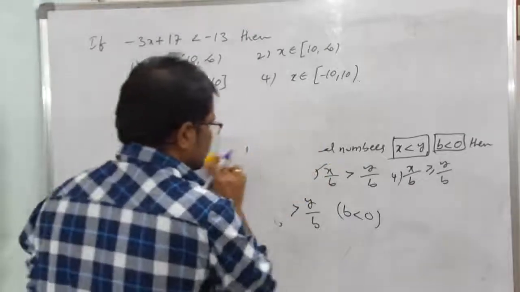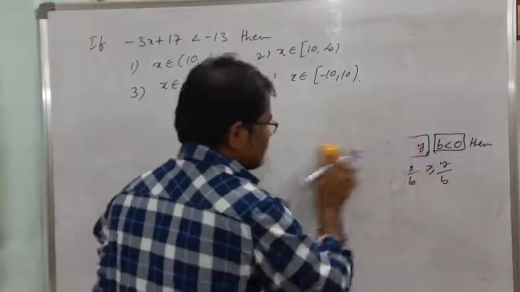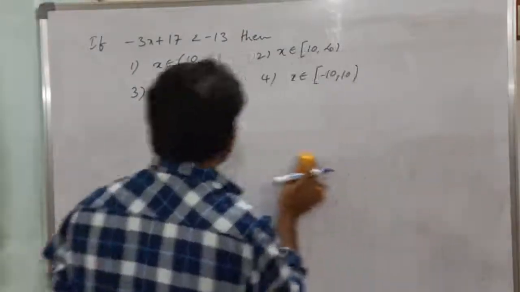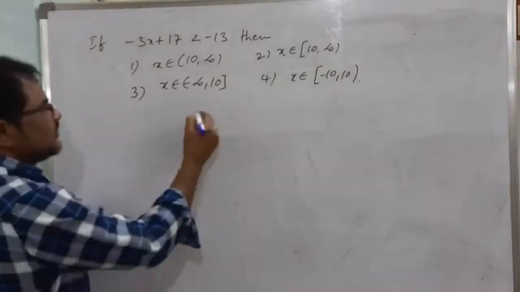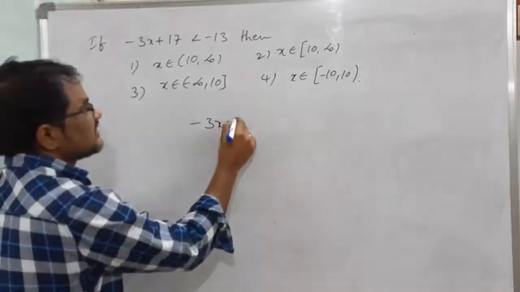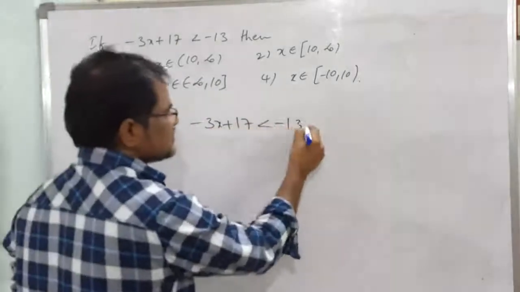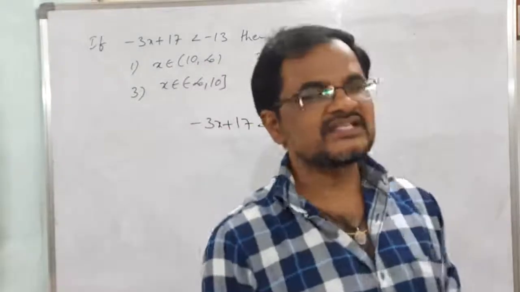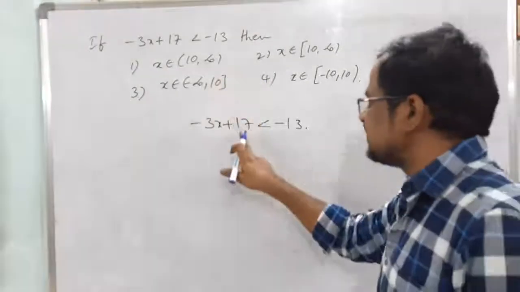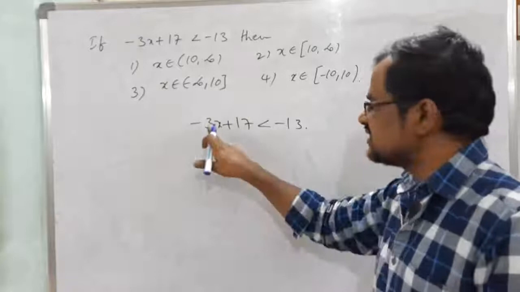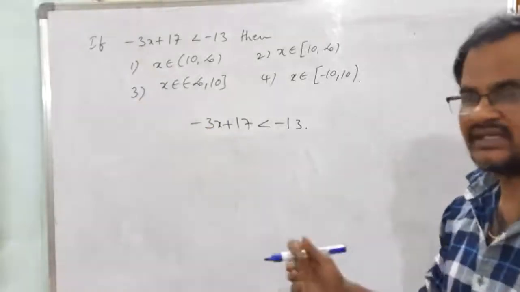Find out the correct option. First, see the given inequality: minus 3x plus 17 is less than minus 13. So x belongs to what? For that, first we have to eliminate the 17, and after that the minus 3.